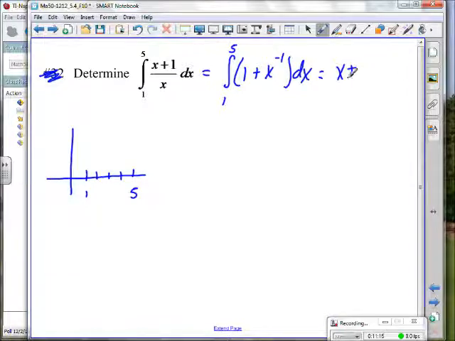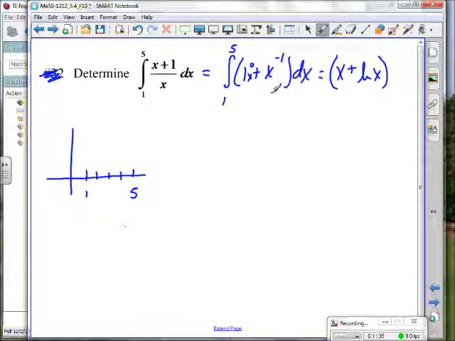Help me out here. What's the rest of this? x plus, because this would be x to the 0 power. And I add 1 and divide by the new exponent. What's going to happen here? Again? Yep, natural log of x. Absolutely. If you forgot that, go back and make sure that you've got that.